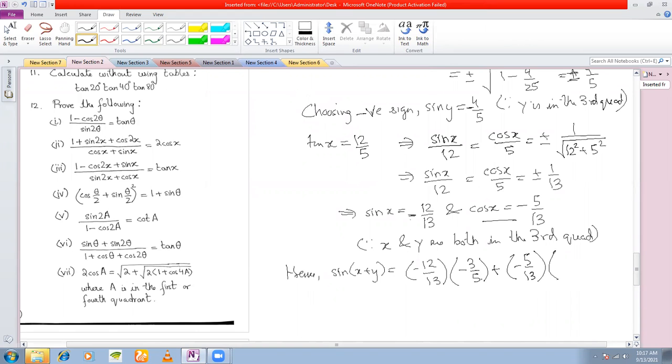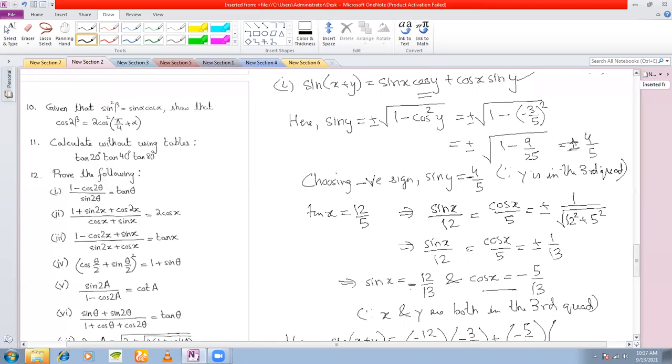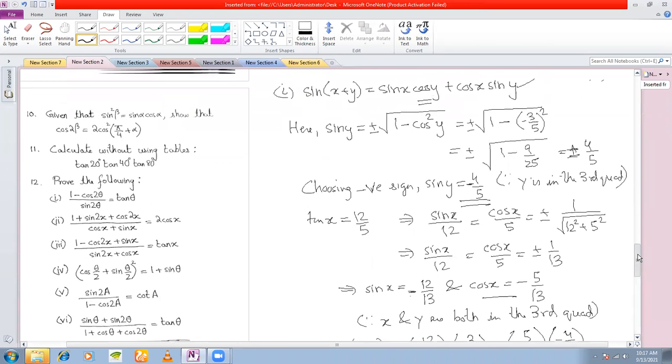Next is sin y. And sin y, how much have we found out? Sin y we have found out to be minus 4 by 5. So that's it. That is the value of sin x plus y. You'll get this as 36 by 65 plus 20 by 65, which is 56 by 65. And that's your answer for the first one. So you need to be a little careful with the quadrants.